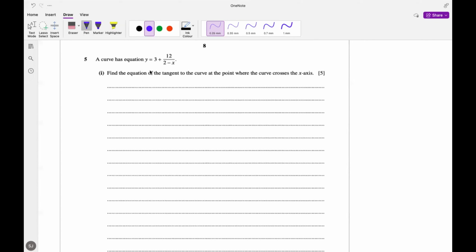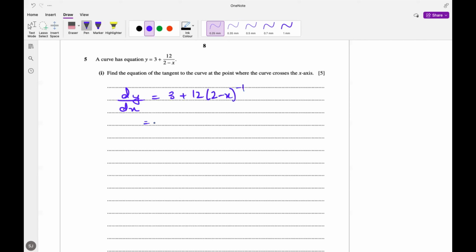In question 5, we have a curve with the equation y equals 3 plus 12 upon 2 minus x. We have to find the equation of the tangent to the curve where the curve crosses the x-axis. Now, to find the equation of the tangent, we need the gradient of the curve at the point where it crosses the x-axis. So to find dy dx first, we'll bring the 2 minus x into the numerator.